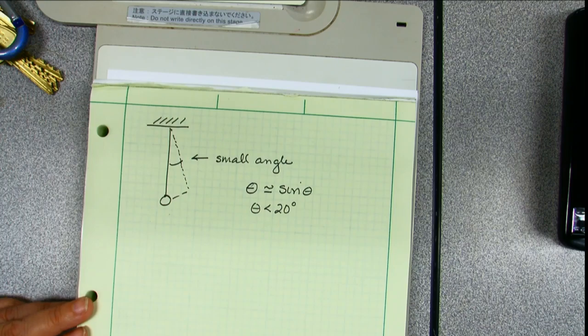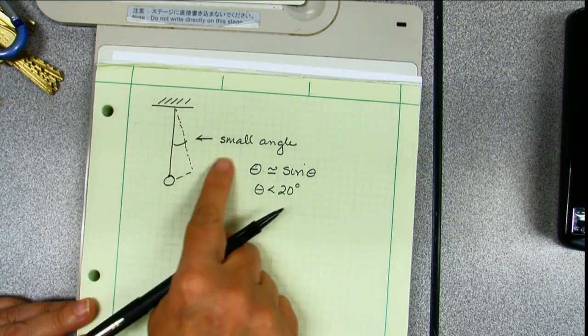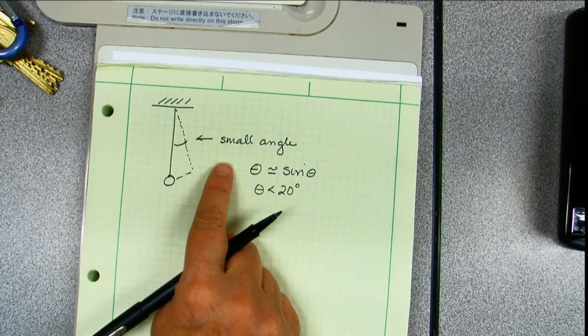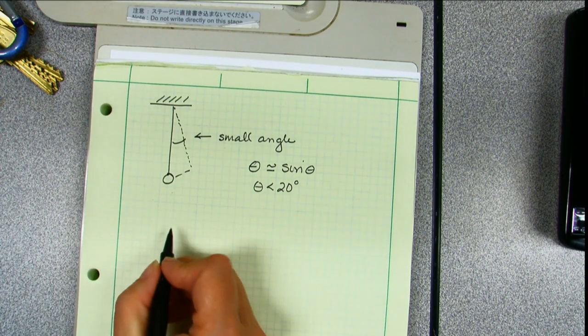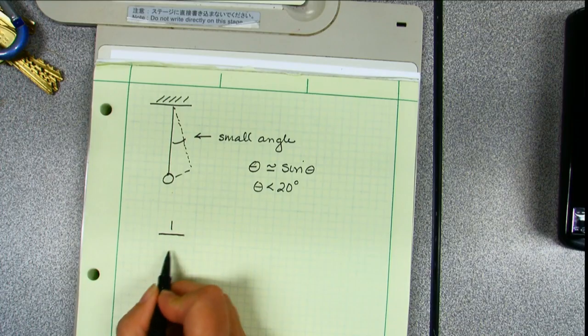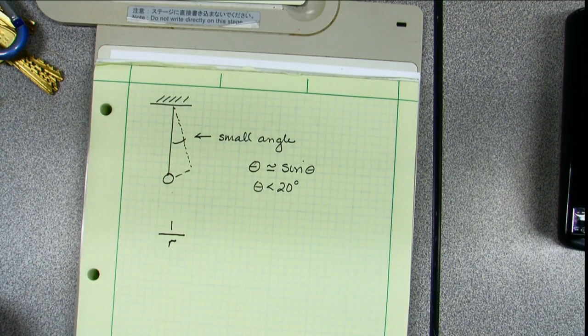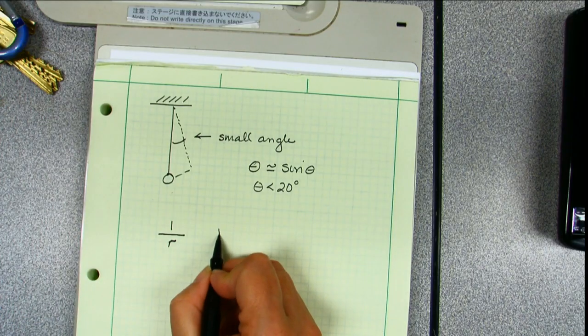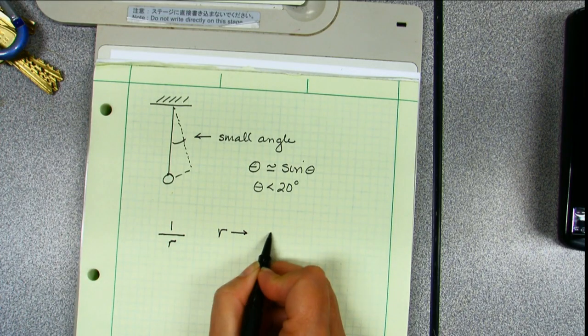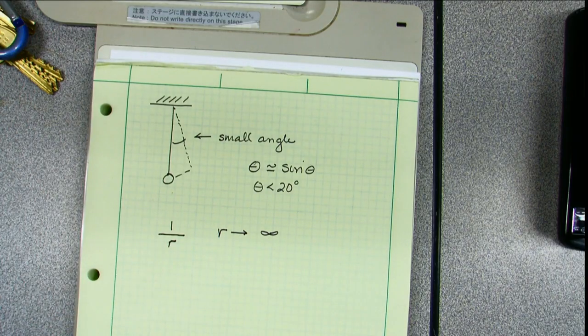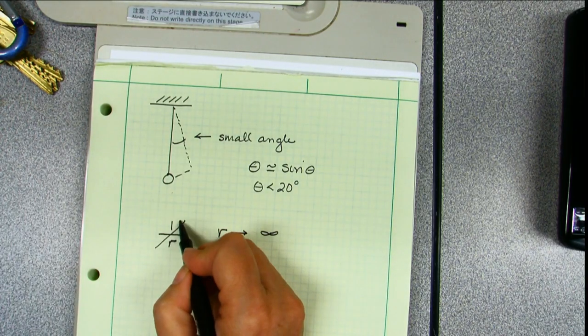All right. Another assumption, although we don't do the small angle assumption, but another assumption that we're going to deal with a lot is if I have 1 over r, and r is approaching infinity, this essentially goes to 0.